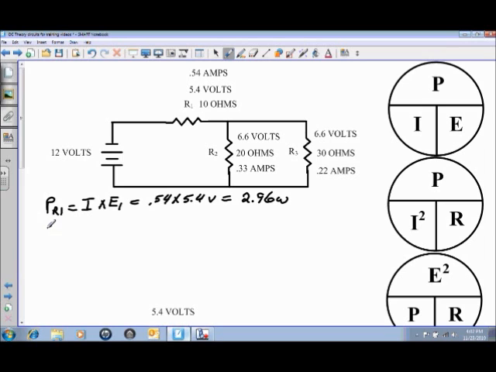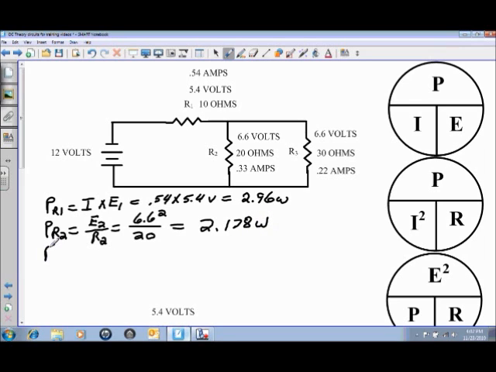Okay, calculate the power at R2. Use E squared divided by R, and in this case it is the appropriate E squared for the parallel branch, which is 6.6 volts, and the value of resistance for R2, which is 20 ohms. So 6.6 volts squared divided by 20 ohms of resistance for our power at R2 will be 2.178 watts.